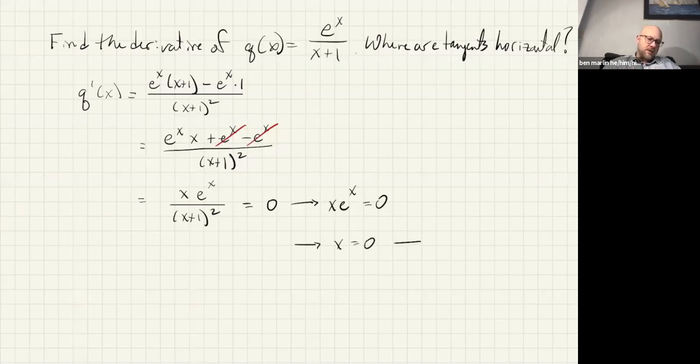And then if we plug that back in to the function, we would say the x is 0 and the y is, let's see, e to the 0 is 1 divided by 0 plus 1, so 0, 1 is where our tangent line turns out to be horizontal. Okay? All right.